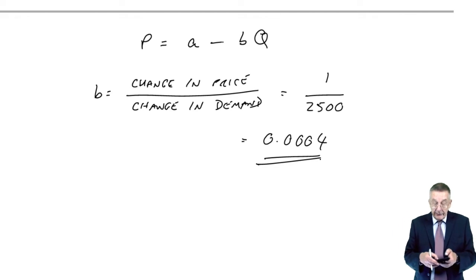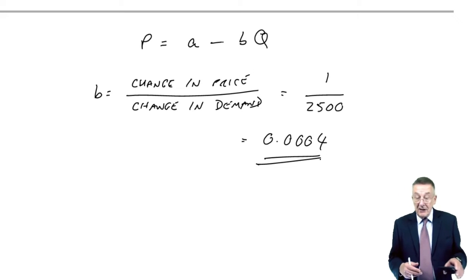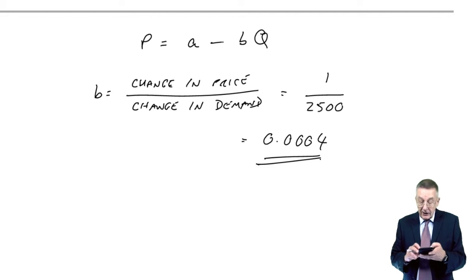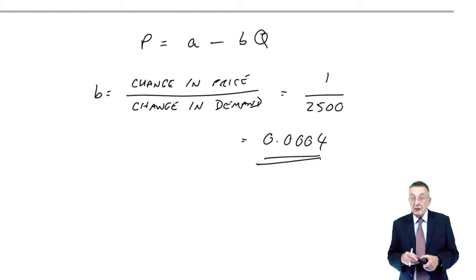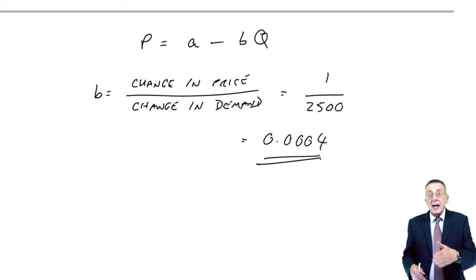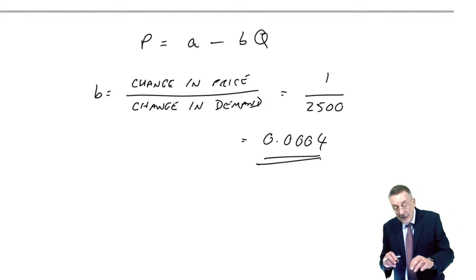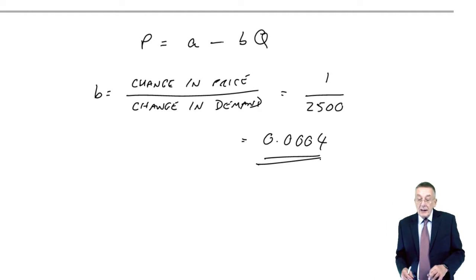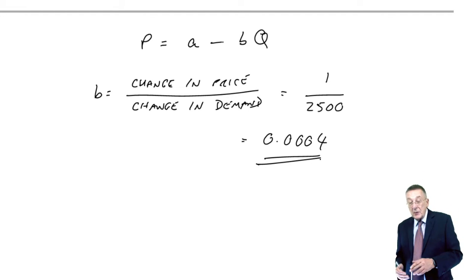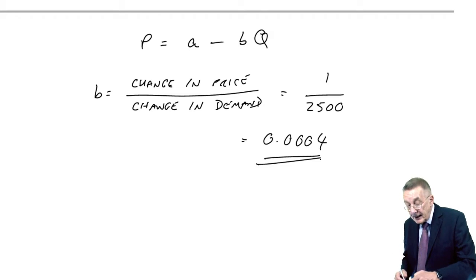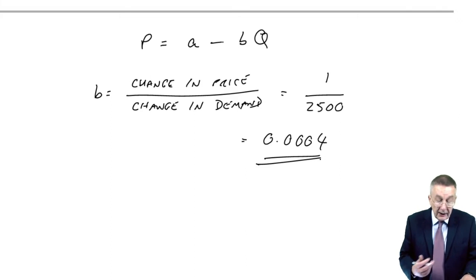And in these questions, do be careful about the number of zeros. It's going to make a big difference. In fact, I'd better double check I've got the right number. 1 divided by 2,500, I was right, 0.0004. And that actually should make sense. Look at the equation, A minus B times Q. Well, for every 2,500 change in Q, the price will change by B times it. So 0.0004 by 2,500, the price will change by $1.